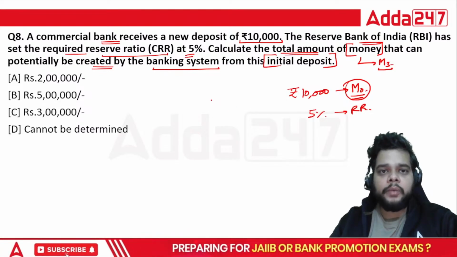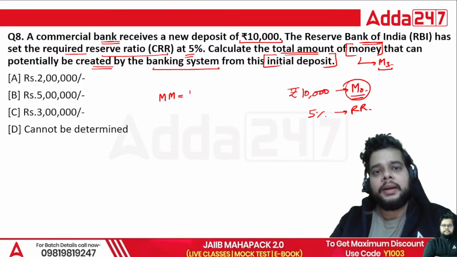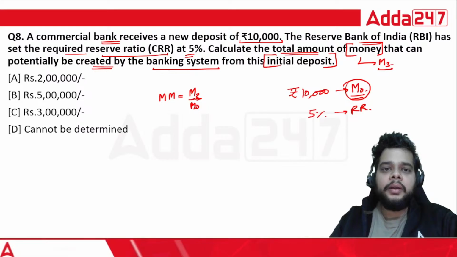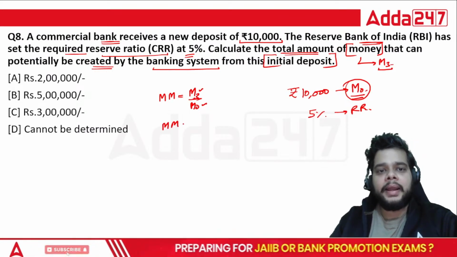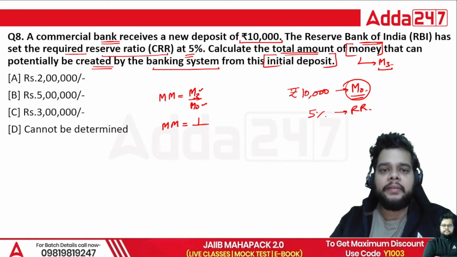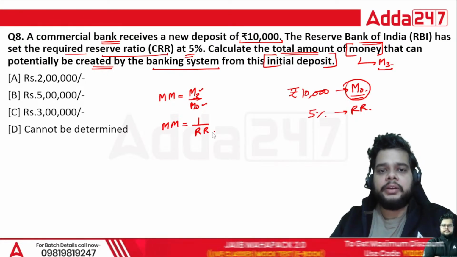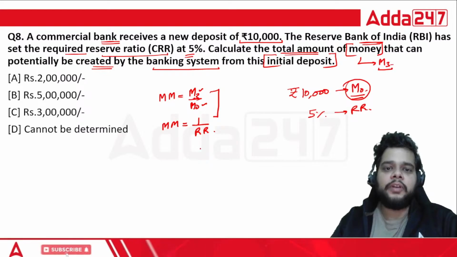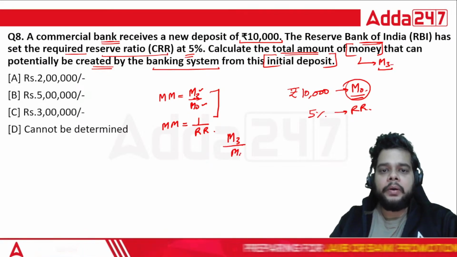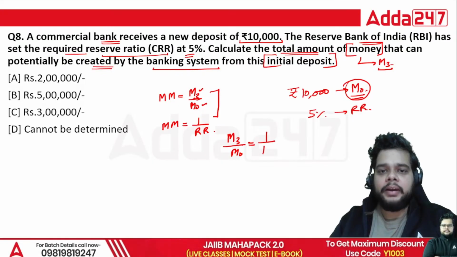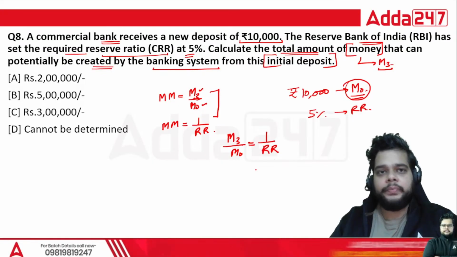We know two formulas for money multiplier. So money multiplier is nothing but M3 divided by M naught, that is your broad money divided by reserve money. Also, money multiplier has another formula, that is 1 divided by the reserve ratio. If you equate both these formulas, what will you get? M3 divided by M naught is equal to 1 divided by reserve ratio, right?